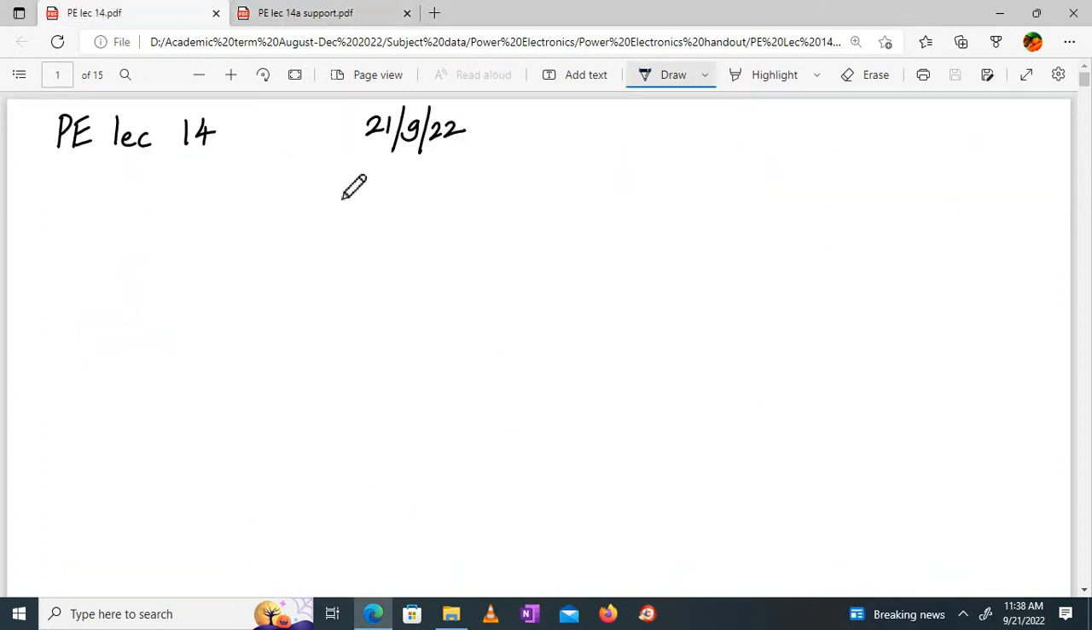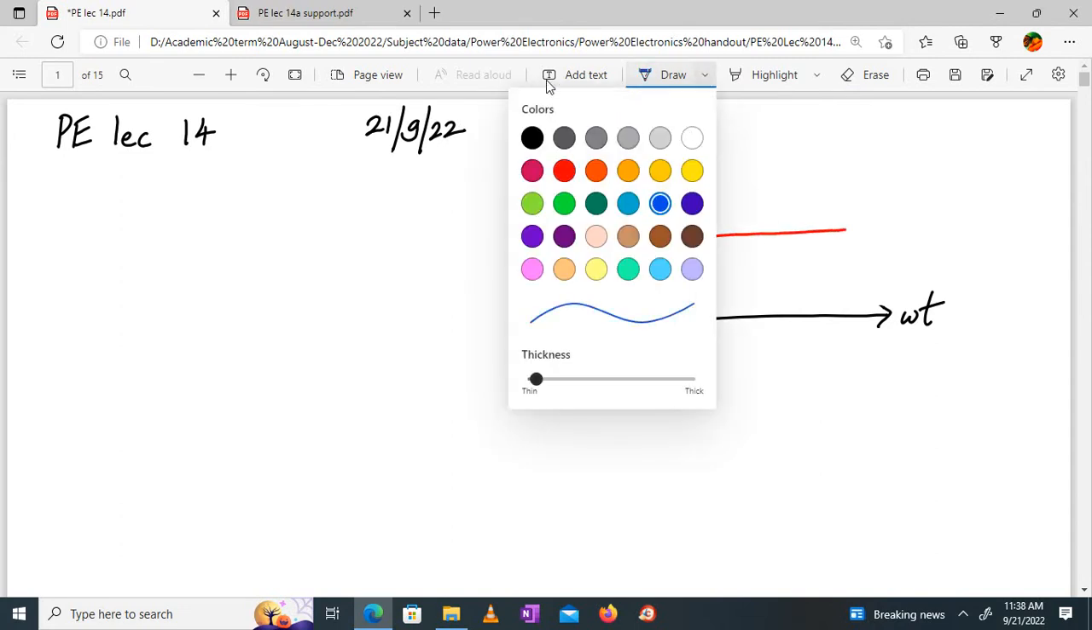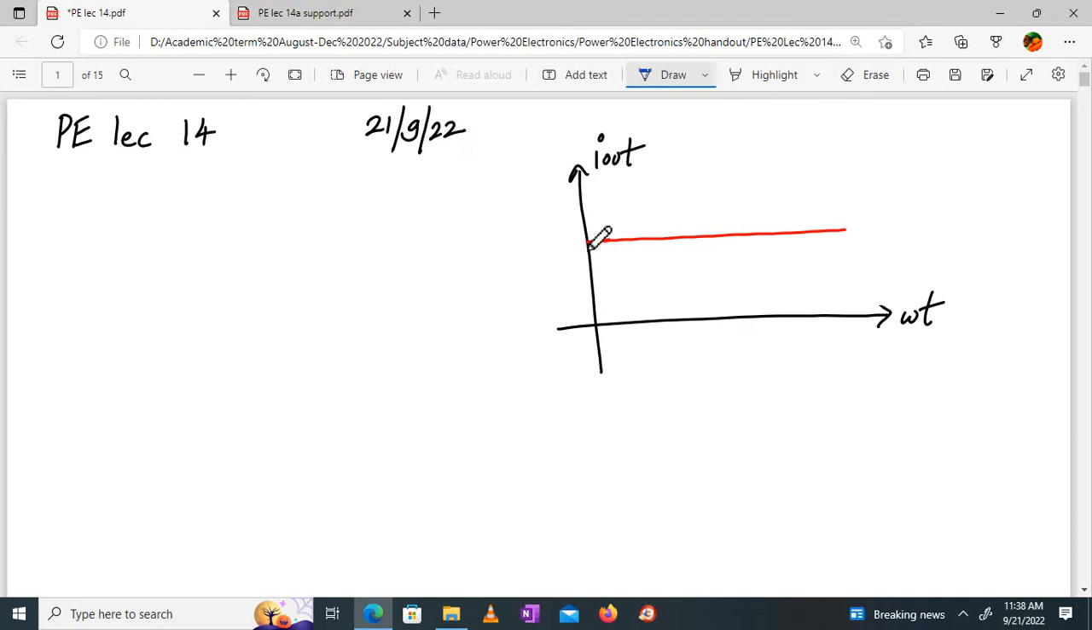Let's say that this is my output load current, and it has an average DC value like this. What we mean by continuous here is that the fluctuations in the load current are very minimum. Let's say this load current is 15 amperes.